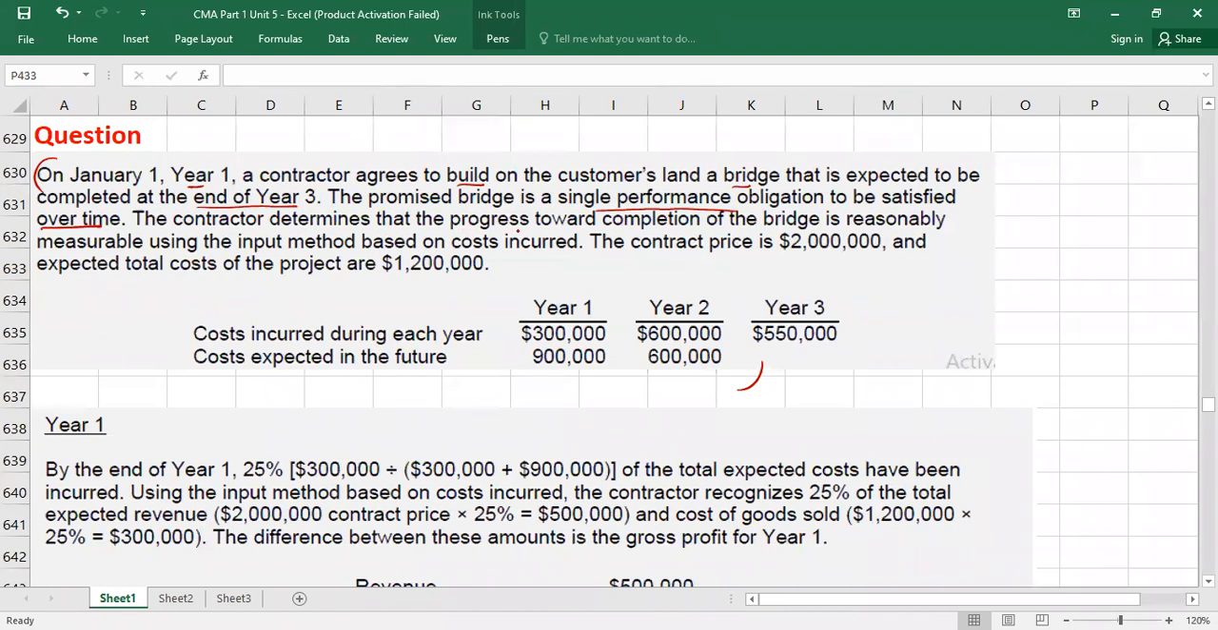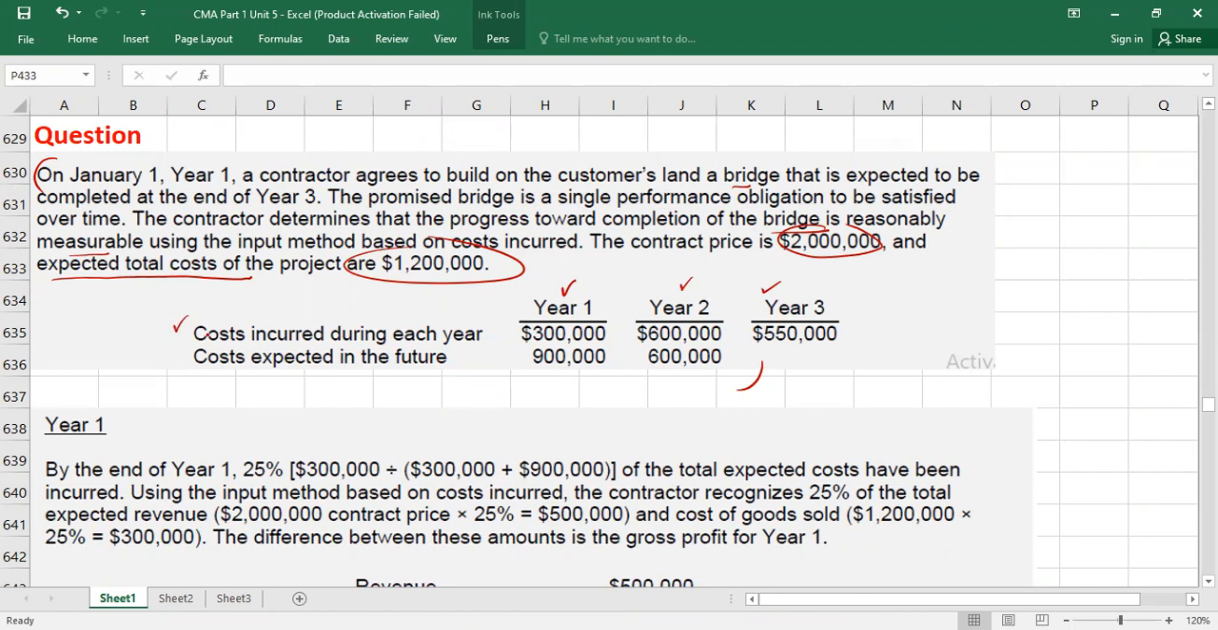The contractor determines that progress toward completion of the bridge is reasonably measurable using which method? Input method, which you have to apply on a cost incurred basis. It means cost you will use to calculate the percentage of completion. So, what is the contract price? The contract price is 2 million, and the expected total cost of the project is 1.2 million. And then he told you data for year 1, year 2, and year 3.